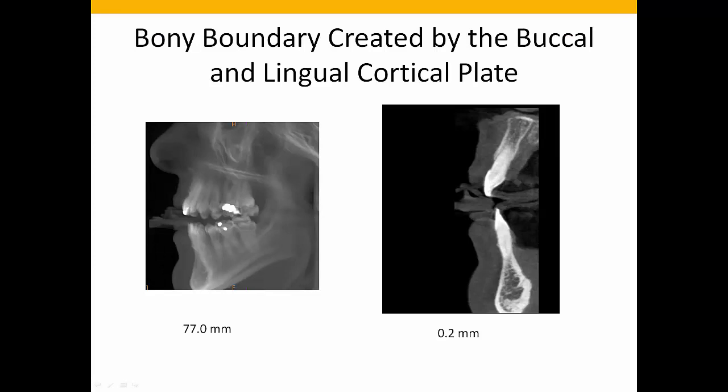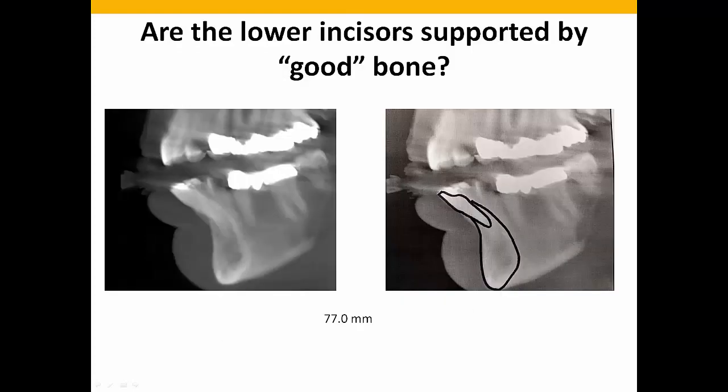Here we have the same patient on the left, a 77 millimeter focal trough compared to a 0.2 millimeter focal trough on the right. And you can see, if you were to imagine tracing the reconstructed cephalometric x-ray on the left, you would get a completely different perspective of the bony support for individual teeth compared to the 0.2 millimeter focal trough, which eliminates the superimposition of all the structures, so you can see the relationship between the incisor and its bony support on an individual tooth basis using cone beam CT.